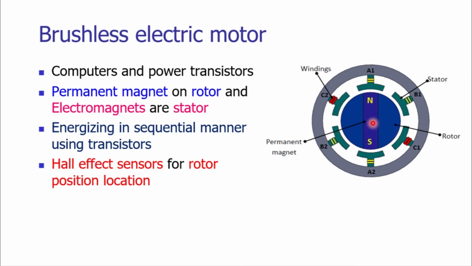Next, the C1, C2 will get energized. Then A2, B1 will get energized by changing the polarity. So in this way, by application of the current and change in the polarity, we can easily rotate the rotor. The location or the position of the rotor can be precisely monitored by using Hall effect sensors.